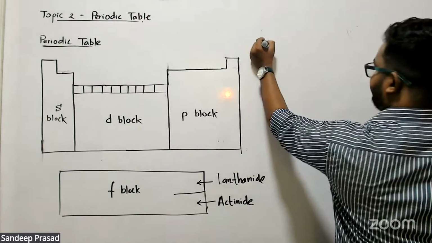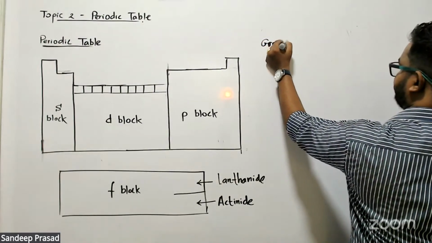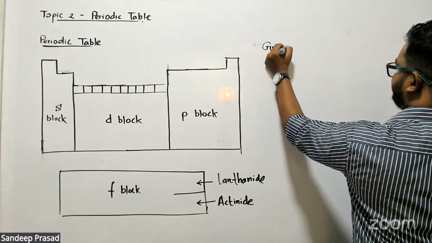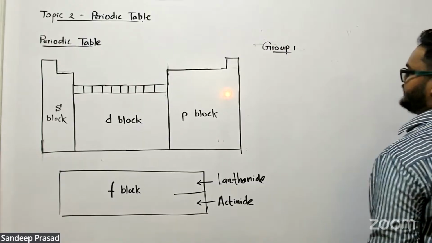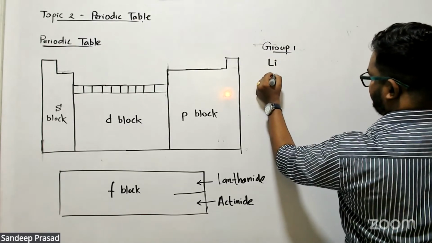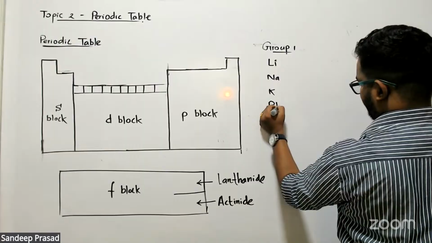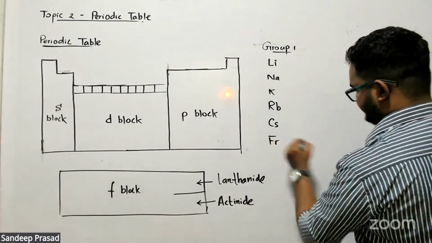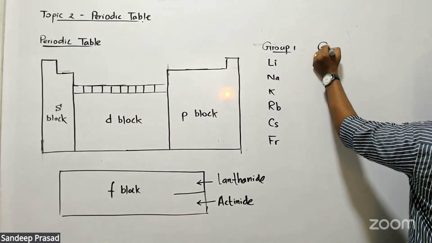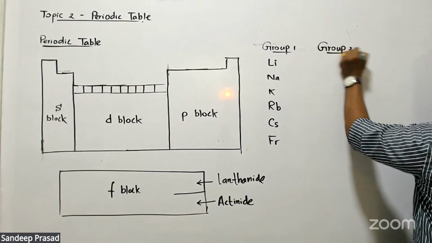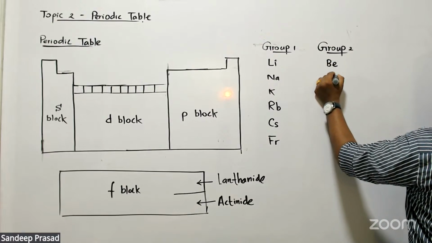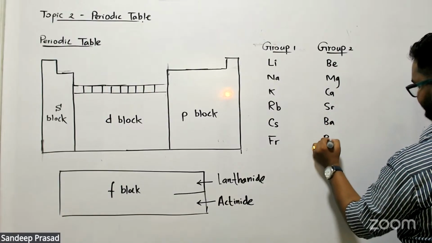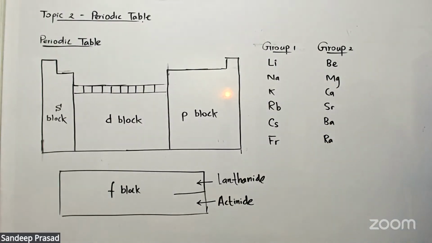Then, students, in the periodic table, what are the group number 1 elements? You should know the periodic table elements, especially group wise. Group number 1 elements: lithium, sodium, potassium, rubidium, cesium. And we can say francium also. So what are the group number 2 elements? Beryllium, magnesium, calcium, strontium, barium, radium. So these are the group number 2 elements.